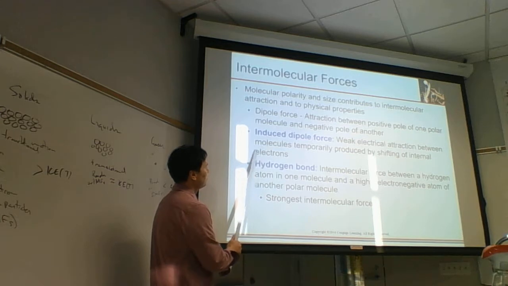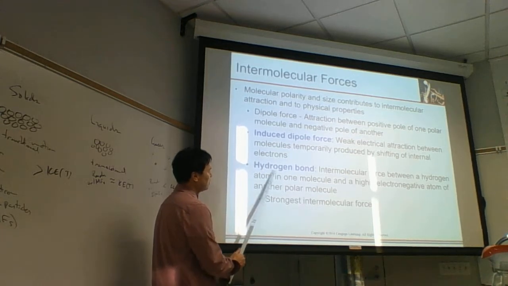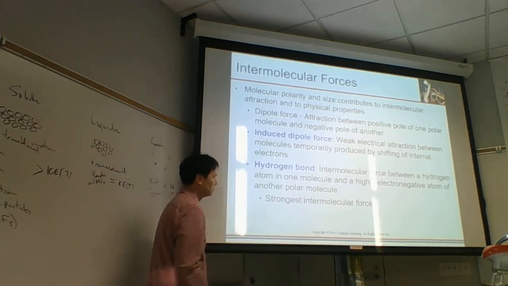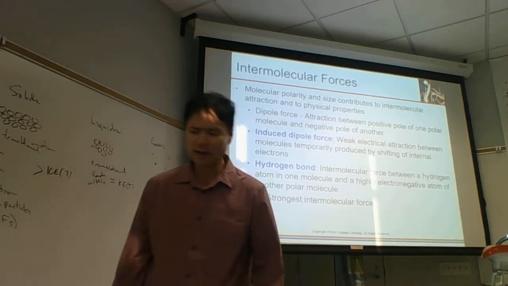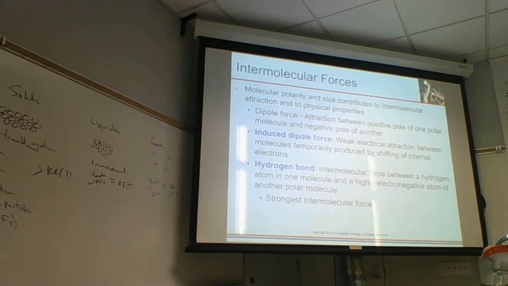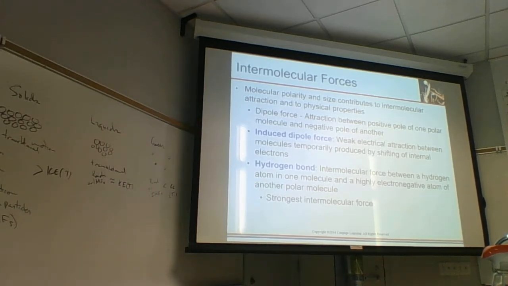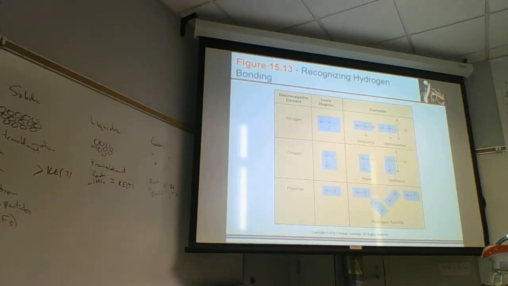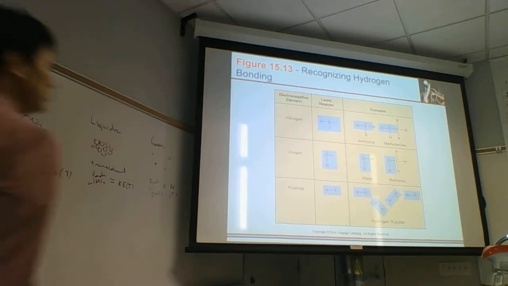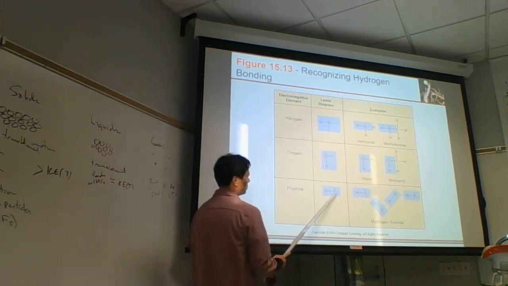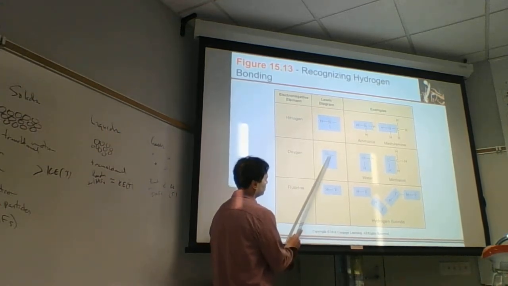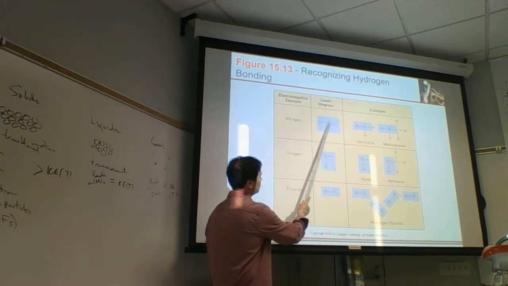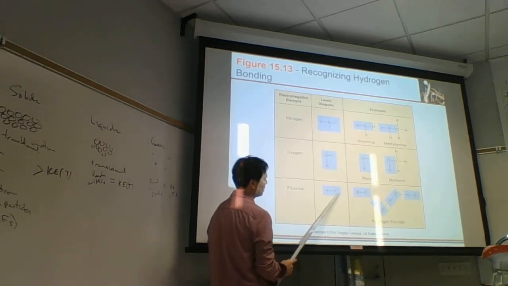At the opposite end, we have very strong dipoles. Very strong dipoles are called hydrogen bonds. These are very, very big dipoles. These very, very big dipoles are formed when hydrogen is bonded to nitrogen, oxygen, or fluorine. Fluorine is the most electronegative, followed by oxygen. Oxygen is number 2, nitrogen is number 3. These are the top 3 in electronegativity.